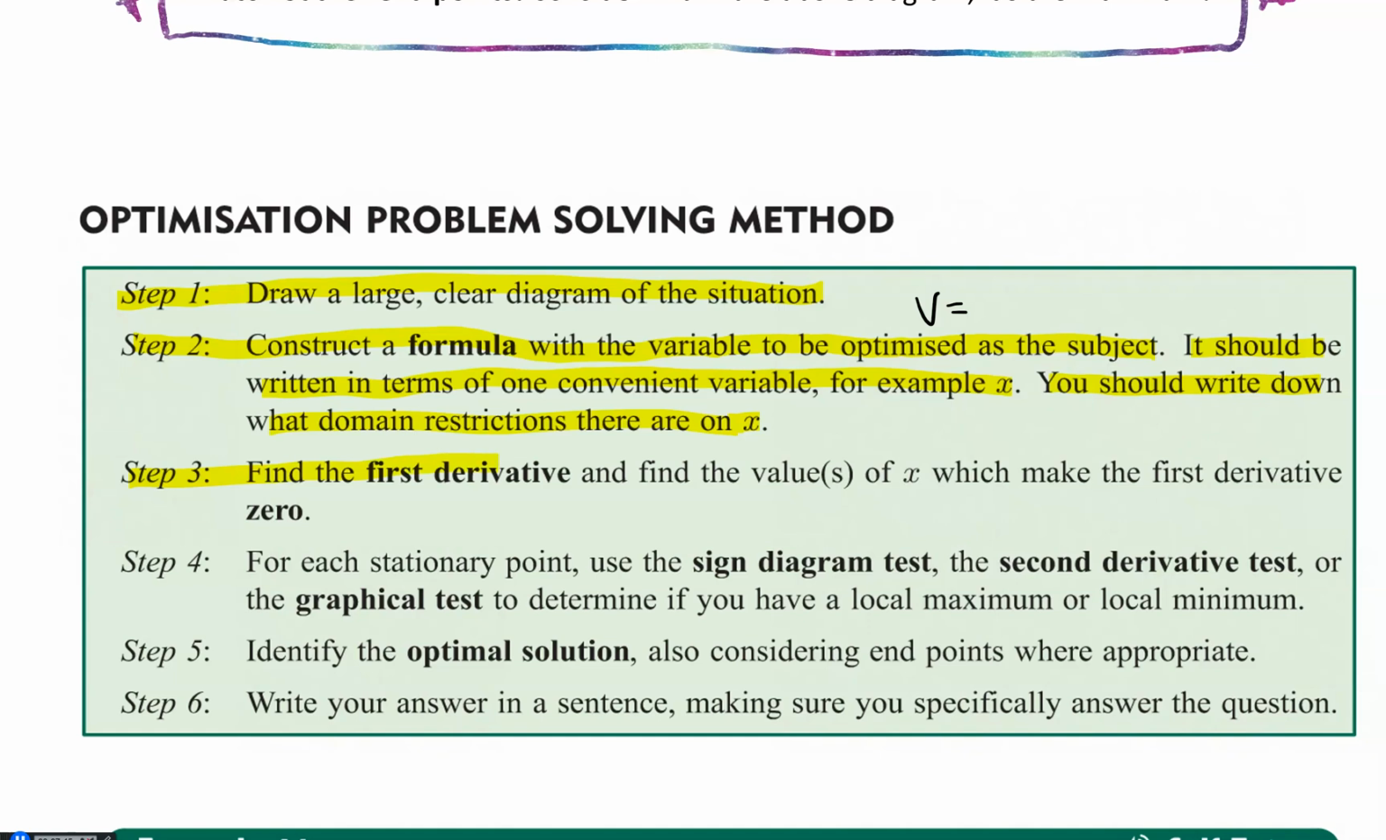Step 3, find the first derivative and find the values of X which make the first derivative equal 0. And so that is what we were doing earlier. Step 4, put those stationary points onto a sign diagram. You can also use a second derivative sign diagram as a test, or you can graph it to work out whether those points that you got in step 3 are maximums or minimums.